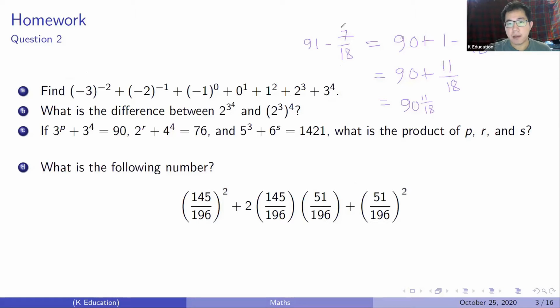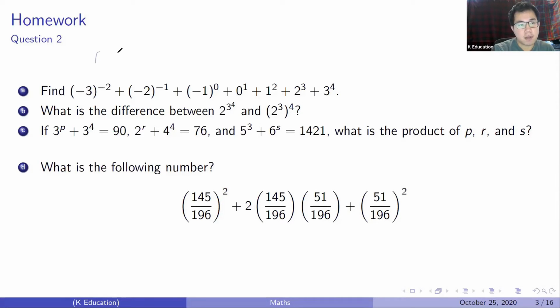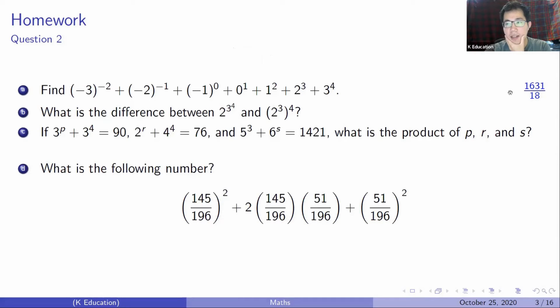I think a lot of people made some mistakes with the minus signs. I think that was the main thing. So yeah, you do have to be careful. So my suggestion is don't skip steps. Do it one by one if you're not sure. So minus 3 to the minus 2 is 1 over (-3) squared. And then the negative number does not matter for a square, so it's 1 over 9. Right? So you have to be careful. Do it step by step. Okay, so here the answer is given as 1631 over 18, but you can write it as a mixed number also. Okay, part B.